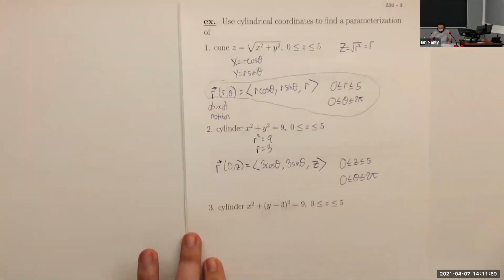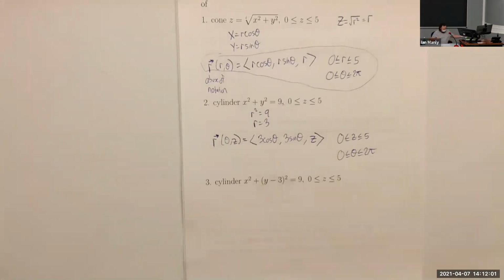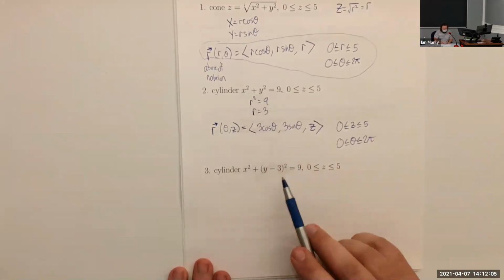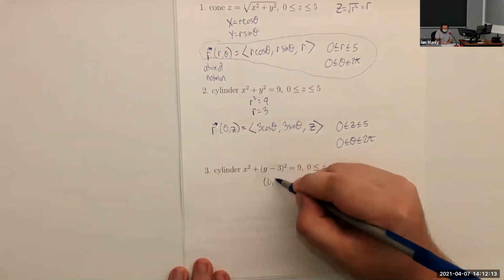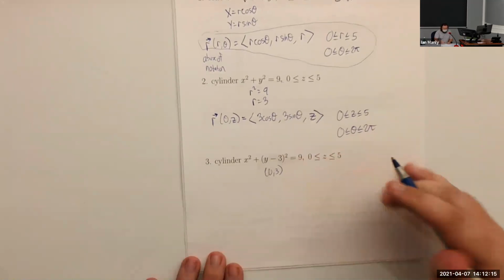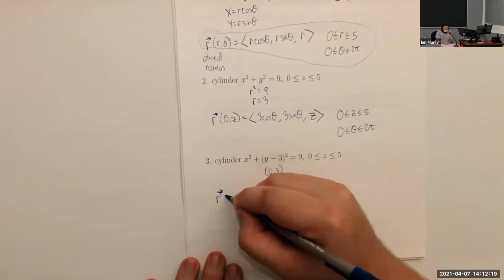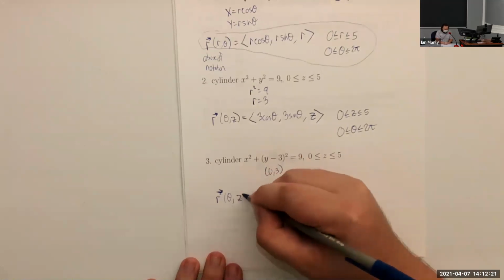All right, let's move on to this final example here. Let's do the cylinder, and the only difference between this cylinder and that one is that we're shifting the center of our cylinder. So we're shifting the center to be 0, 3 rather than 0, 0. Okay, that means we should have a similar parameterization, but it might be a bit different here.